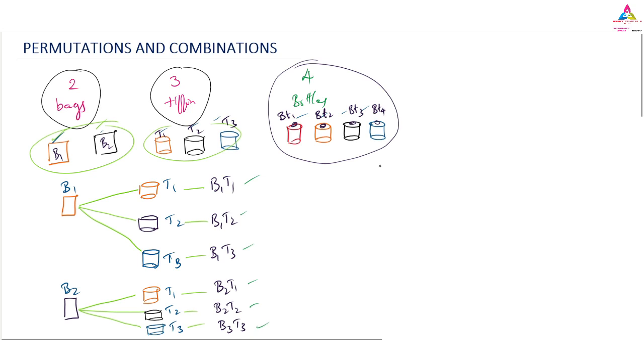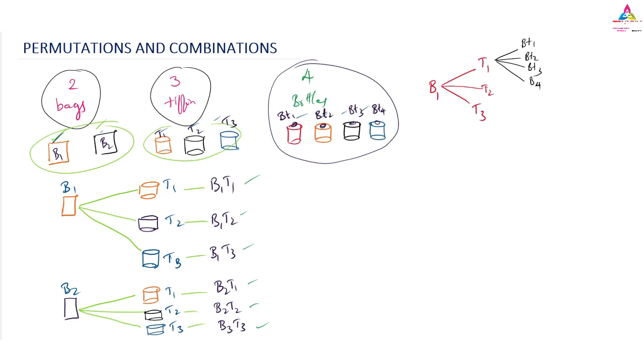If you want to arrange them, you have to write it down. First we will go for bag 1. Then we will go for the tiffin box: tiffin 1, tiffin 2 and tiffin 3. There are 3 possibilities we have. Again along with the tiffin box we can go with the bottle: BT1, BT2, BT3 and BT4. I don't have much space, so I will take this one down. This is T2 I will write down, and this one I will take as T3.